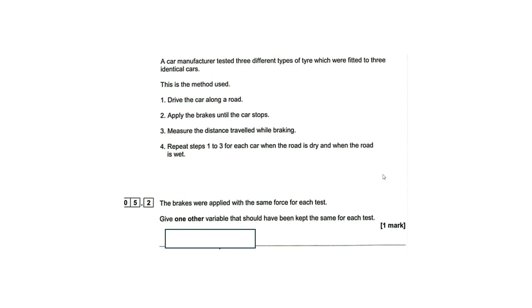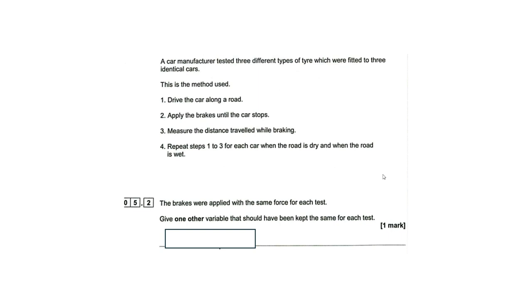The car manufacturer tested 3 different types of tire, which were fitted to 3 identical cars. This is the method used. Drive the car along a road. Apply the brakes until the car stops. Measure the distance traveled while braking. Repeat steps 1, 2, 3 for each car when the road is dry and when the road is wet. The brakes were applied with the same force for each test. Give one other variable that should have been kept the same for each test.